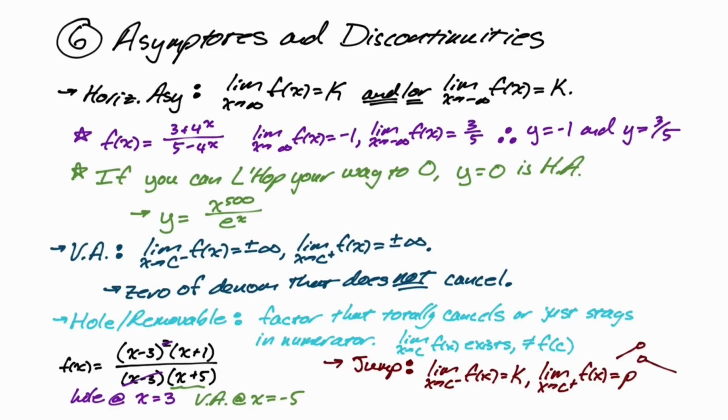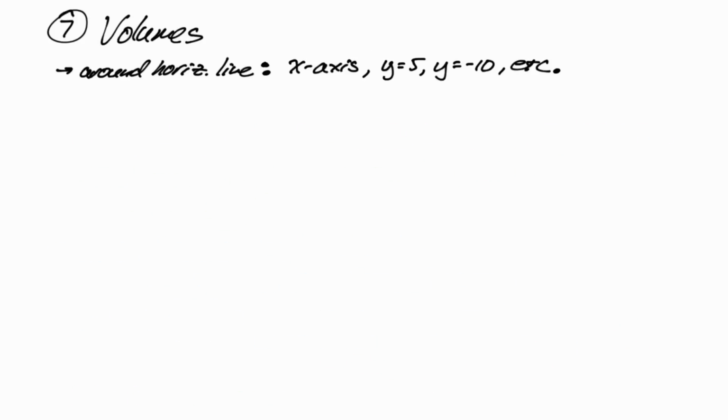Let's take a look at the next topic, which is volumes. When we're talking about volumes, I'm talking about 3 different things: volumes of revolution around horizontal lines, around vertical lines, and then volumes by cross sections. First, we're going to look at horizontal lines. Keep in mind the x-axis is a horizontal line. It has the equation y equals 0, or it could be y equals 5, y equals -10, etc. I'm going to draw 3 different pictures and show you how I go about doing these.